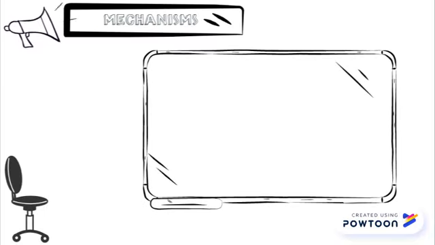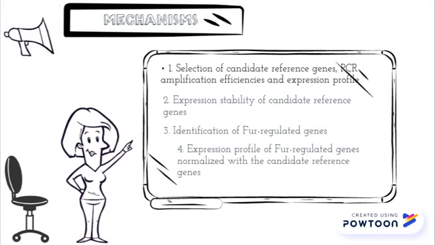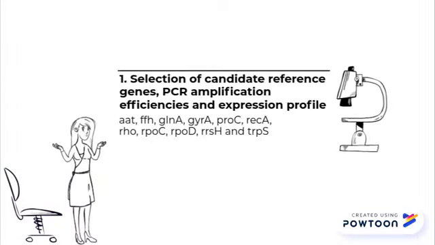There are four mechanisms that we're going to talk about in this video, which are how reference genes are selected, how they assess the stability of the genes, as well as identification and expression of variability genes. So in the selection of the candidate reference genes, the first mechanism of this study, 11 reference genes were selected and evaluated as potential candidate reference genes for RT-qPCR analysis in K. pneumoniae.